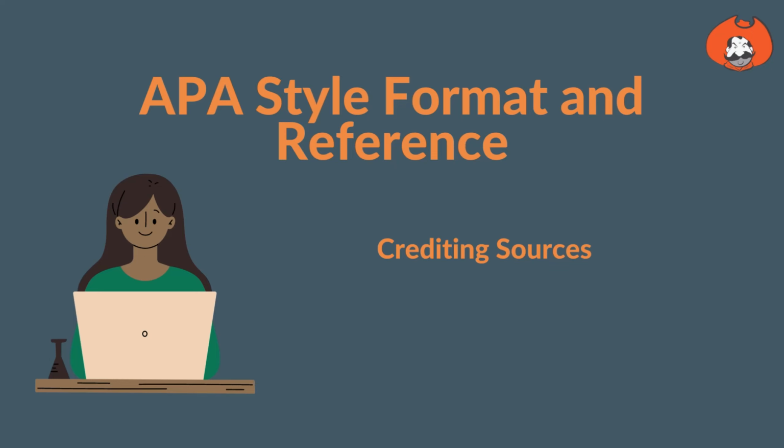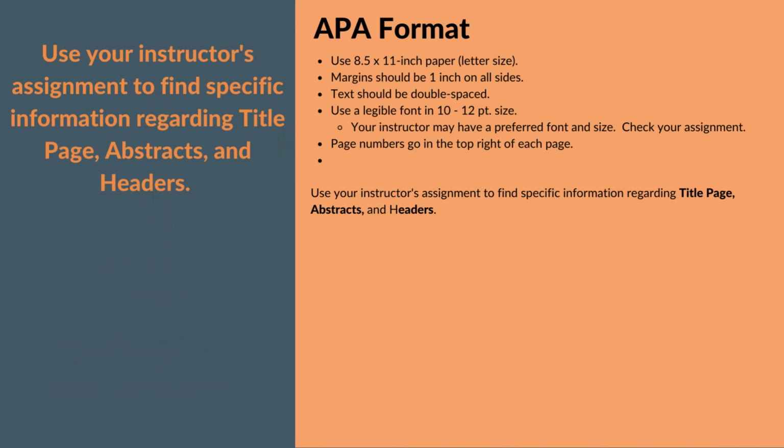This one is how to format your APA style paper and that reference section. So as always, read your assignment to ensure that you have all of your bases covered. In this example, we are just talking about standard student APA formatting. So you need to read your assignment to see if your instructor has any specific things that they prefer. They might prefer a specific font, they might prefer a specific font style. So make sure that you have that information.